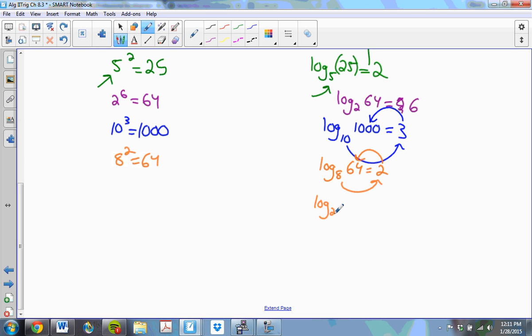And log base 2 of 128. I believe that's going to be 7. Yes, 2 to the 7th is 128. Okay, so logarithm is another way of writing an exponential form that kind of rearranges all these three numbers: the base, the power, and the result. I call this number here the result. There's probably an actual mathy term for it, that's what I call it. So this is the base, this is the power, and this right here is the result.